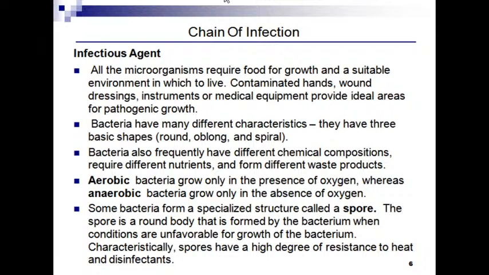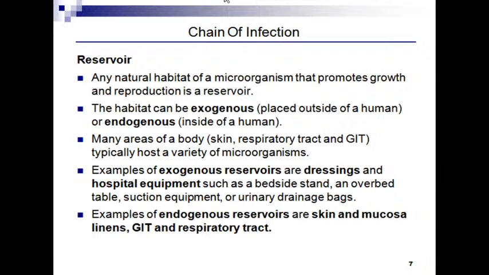Aerobic bacteria grow only in the presence of oxygen, whereas anaerobic bacteria grow only in the absence of oxygen. Some bacteria form a specialized structure called a spore. The spore is a round body that is formed by the bacterium when conditions are unfavorable for growth of the bacterium. Characteristically, spores have a high degree of resistance to heat and disinfectants. Spores protect the bacteria from adverse environment and keep vegetative forms inside the spore for their survival.